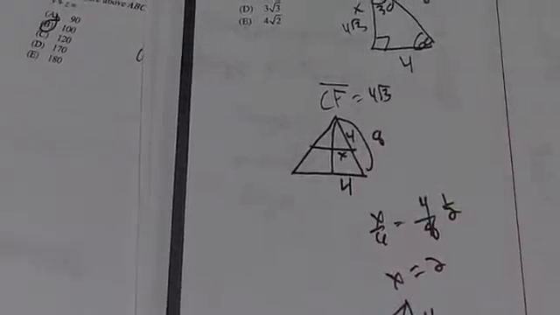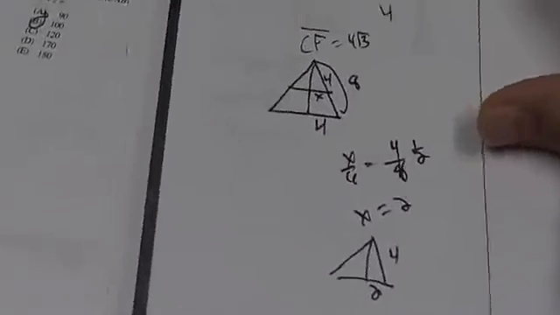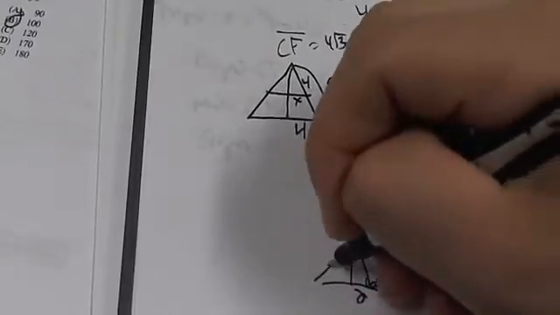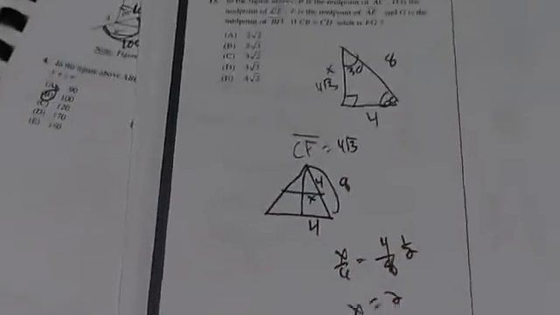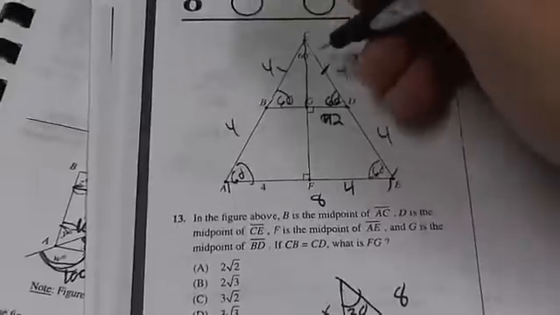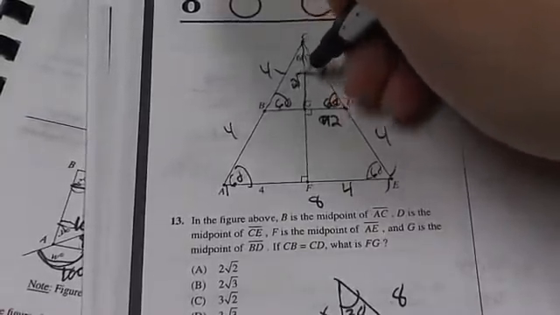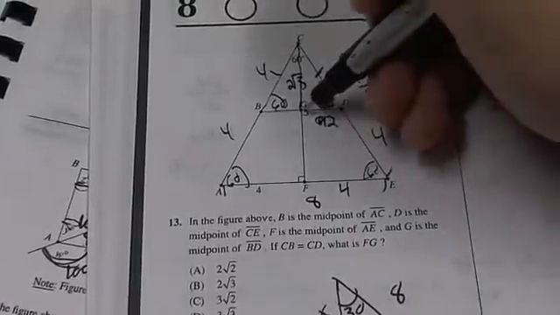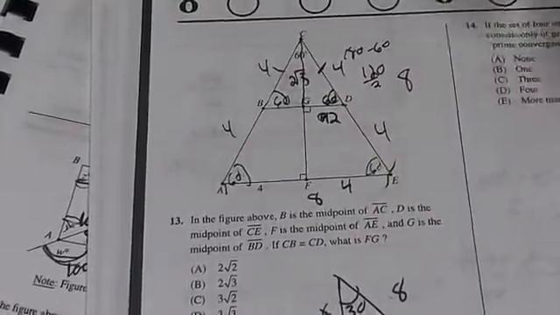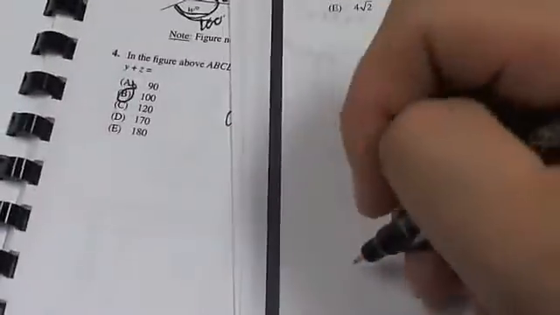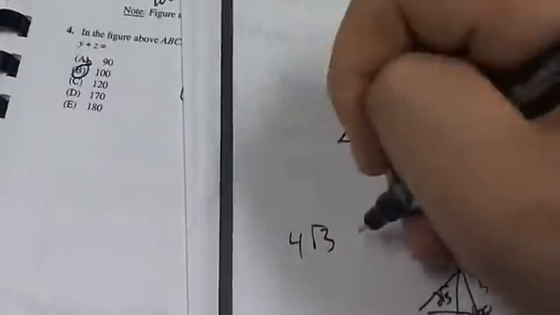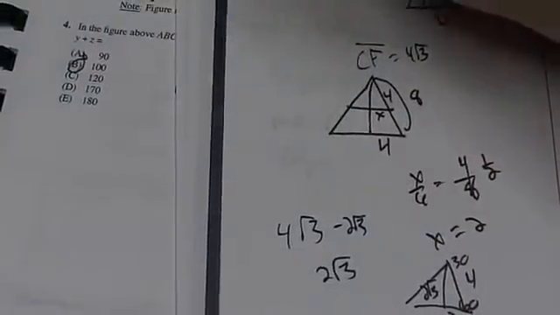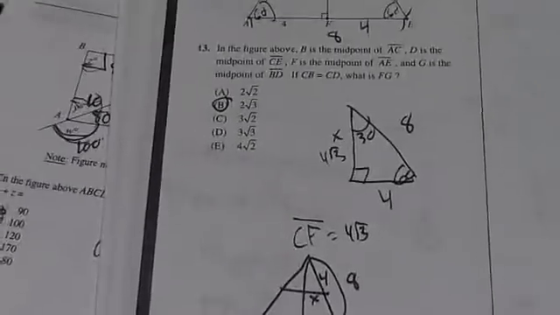So again, it's an equilateral, so this is 60 degrees. So this is 30. So again, this is 2, so that's just 2 square root of 3. Now this is 2 square root of 3 and the whole thing is 4 square root of 3. So we subtract them to find the length of FG. 4 square root of 3 minus 2 square root of 3 is 2 square root of 3. So the answer is 2 square root of 3, or B.